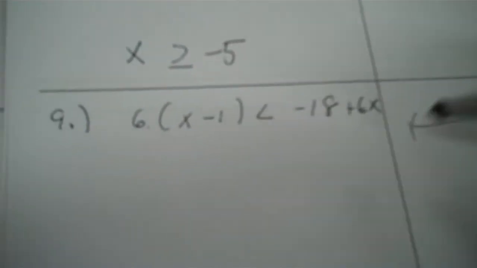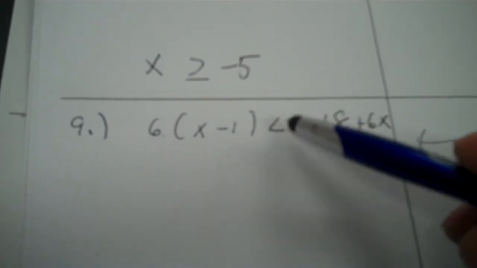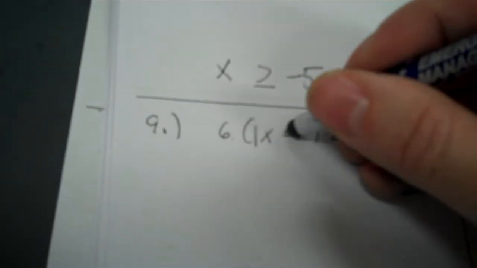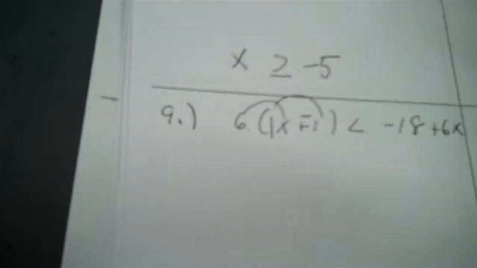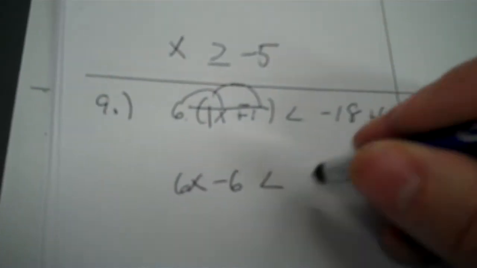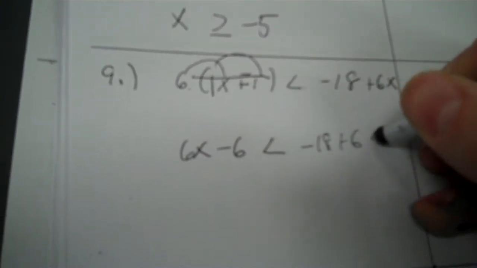Okay, number 9, make your number line. We got a lot of simplifying to do before we worry about what's going to happen to that symbol. So first, okay, we're going to use the distributive property, so it goes 6 times 1x is 6x. 6 times negative 1 is negative 6, so minus 6. Then I have my symbol. Then I have negative 18 plus 6x.